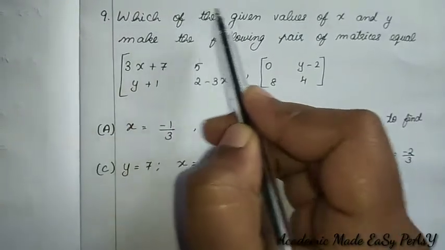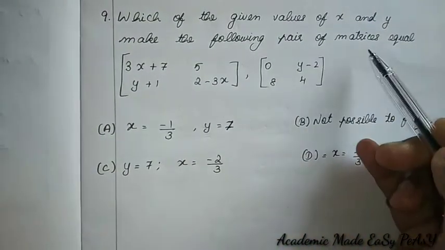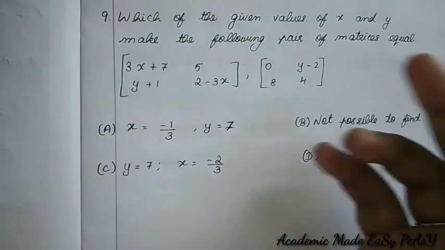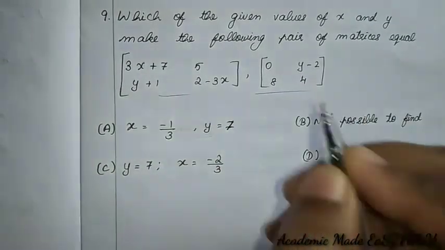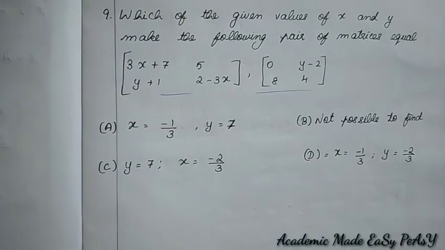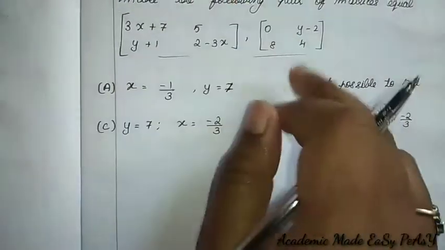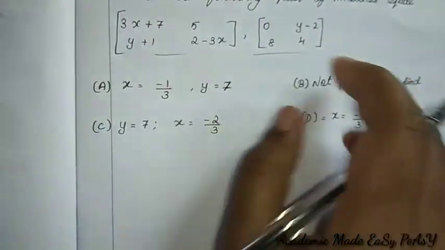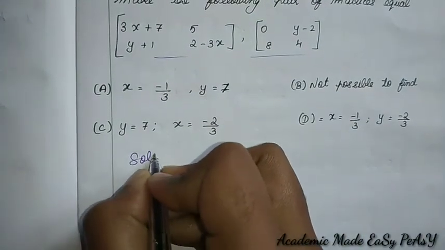Question 9. Which of the given values of x and y make the following pair of matrices equal? So these are the two given matrices. Now we have to find the solution for this and choose the correct option. To make these two matrices equal, corresponding elements should be equal. So now let's move on to the solution.